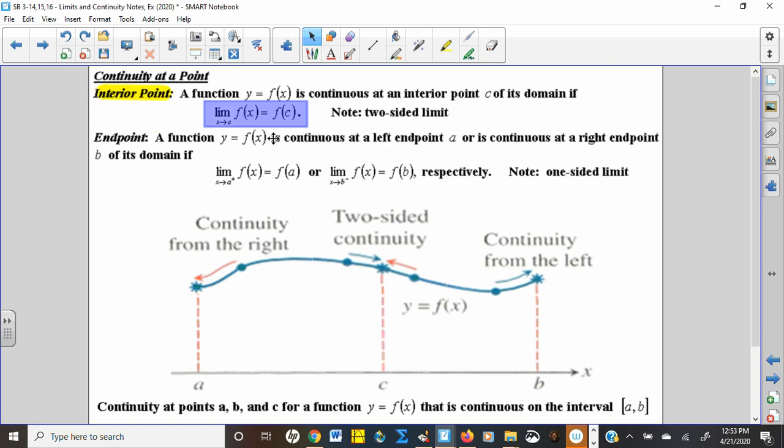So a function, y equals f of x, is continuous at an interior point c. So c is just some x value, right? That is apparently, the way that we have it set here, between a and b, okay? If the limit of f of x as x approaches c is equal to the function's value of c for all values c.